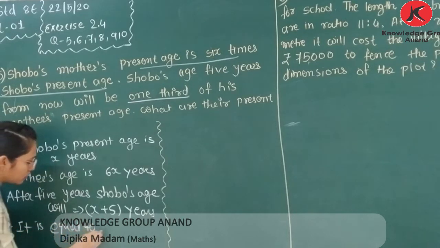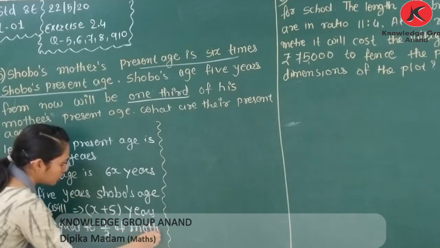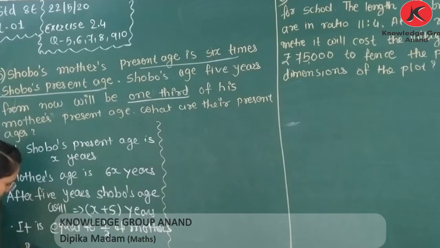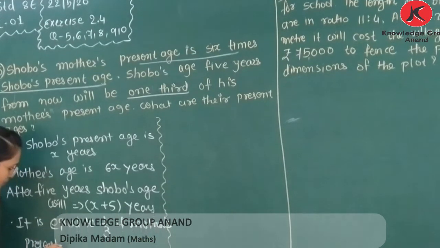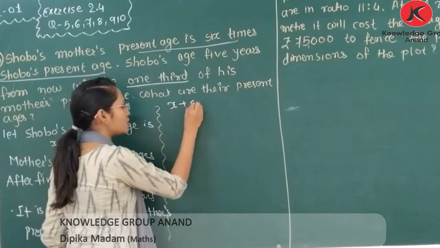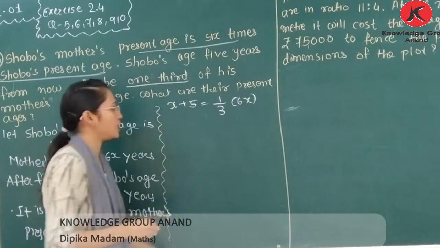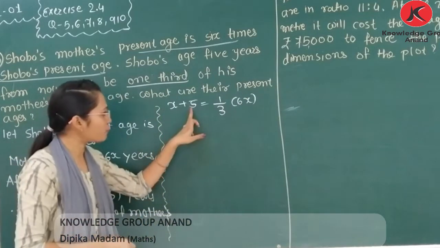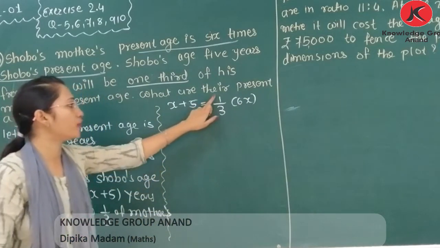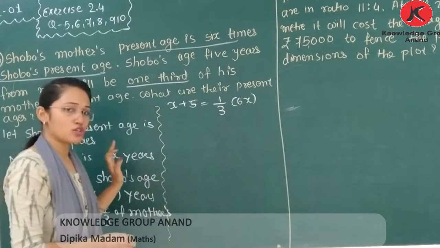equal to 1/3 of mother's present age. So we can write x plus 5 is equal to 1/3 of mother's present age. Subhu's age after 5 years is equal to 1/3 of mother's present age. Clear? Now we will solve the equation.